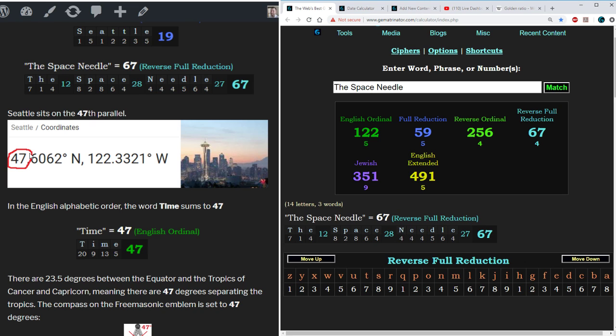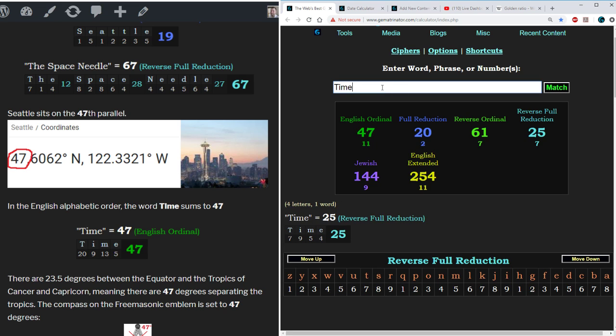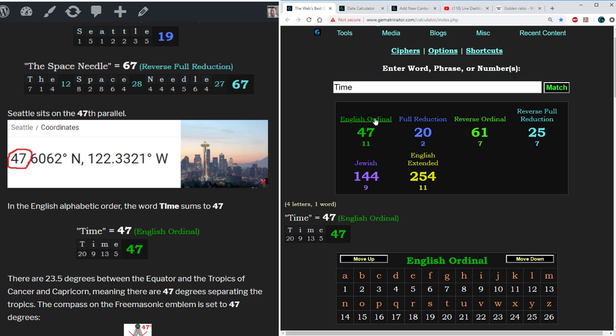Seattle's coordinates are on the 47th parallel north. And 47 is a very significant number to time as well. Using the alphabetic order, the word time sums to 47. And a large part of this is because there are 47 degrees between the tropics of Cancer and Capricorn, each of which are 23.5 degrees away from the equator.